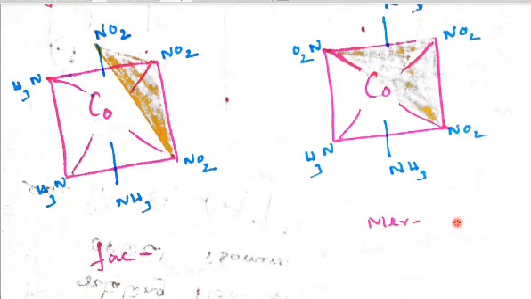Facial isomer and meridional isomer. So this diagram is very important. Meeting of the three NO2 groups in a triangle at the corners is the fac isomer. Here the meeting is in a triangle in the square plane, so it is the mer isomer.